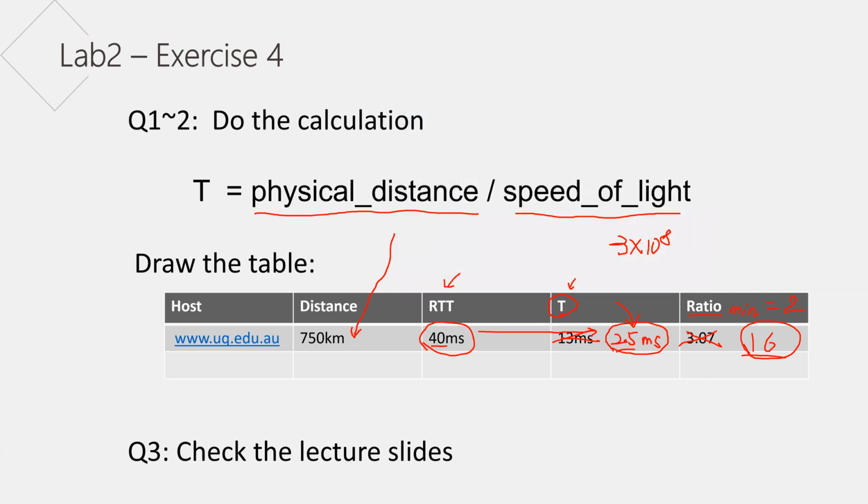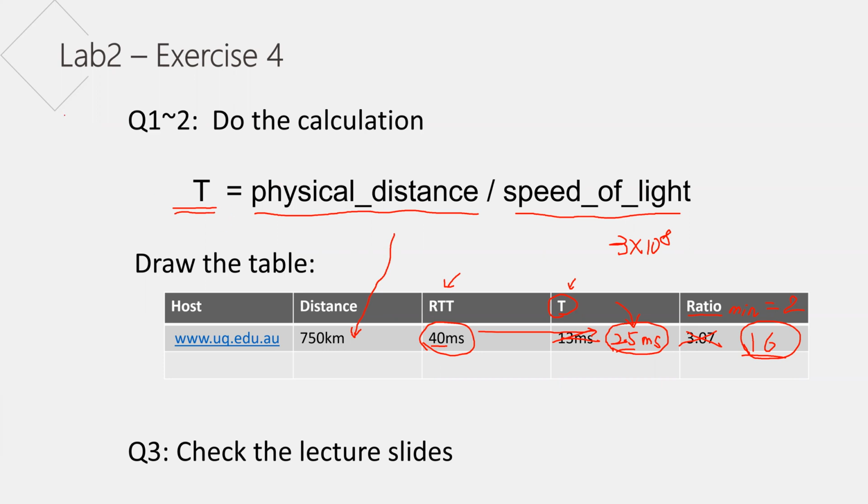Delay in routers and switches. Yeah, exactly. You can use what you learned in the lecture to explain it, because we do have lots of other delays, right? This one is just propagation delay itself. We still have queuing delay, transmission delay, and processing delay, etc. So you can explain by using the content in the lecture slides.